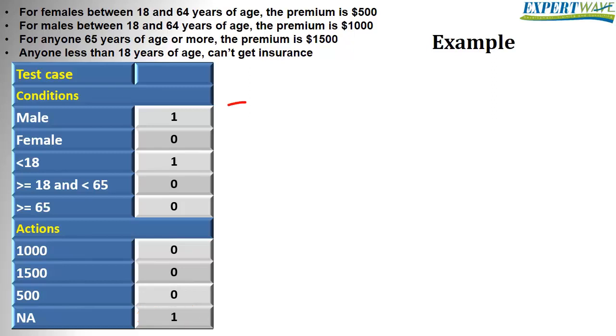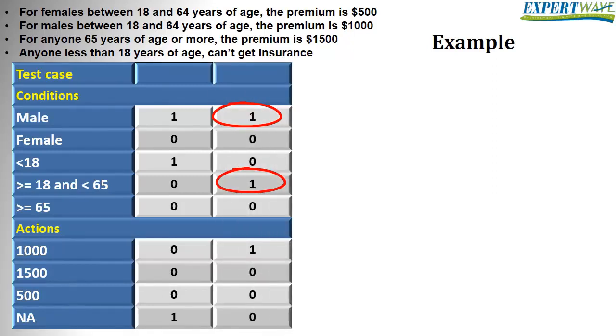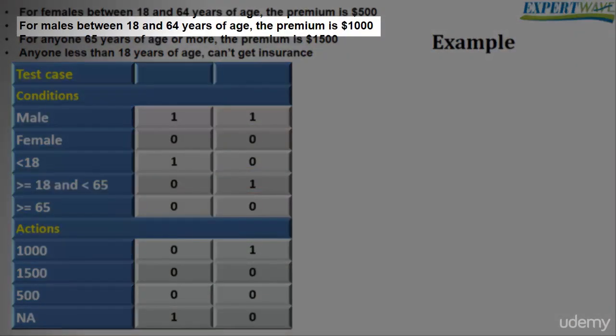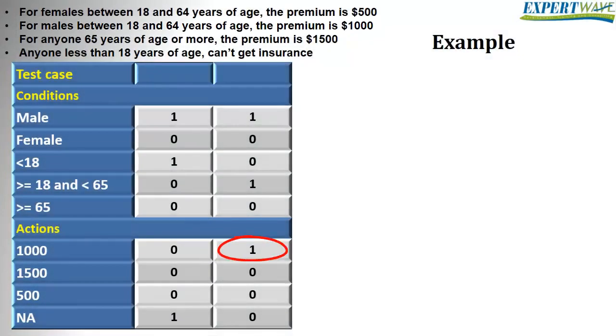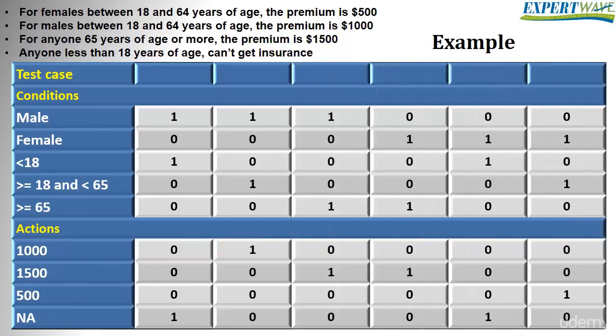In the second column, we're going to put 1 in front of male and 1 in front of more than or equal to 18 and less than 65. So if we have a male in the age range of more than or equal to 18 and less than 65, how much will he pay? He will pay $1,000. So we're going to put 1 in front of 1,000 and zeros in front of every other row. And we're going to continue in the same sequence for the remaining columns, and we're going to end up with 6 columns.